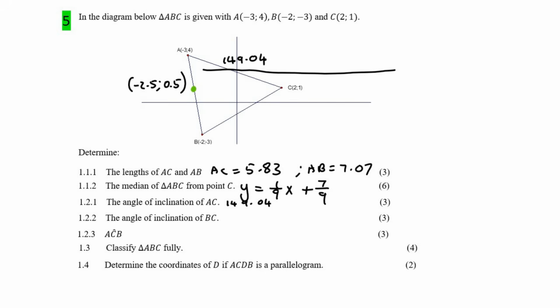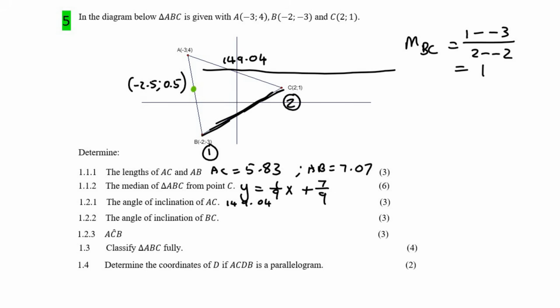Next question, the angle of inclination of line BC. Okay, so what do we say? Inclination, gradient, tan. So we're going to work out the gradient of BC, which is, I'm going to use this as point 1 and this as point 2. That's just my own choice. You can choose whatever you like. And that's going to be 1 minus minus 3 over 2 minus minus 2. And if we work that out, that actually gives us 1.